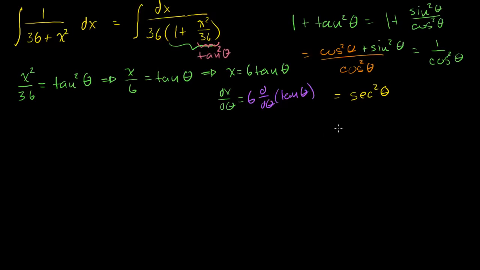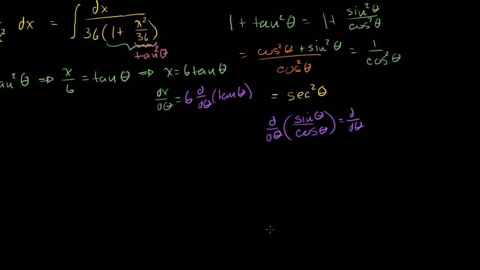The derivative of tangent of theta is the same thing as d d theta of sine of theta over cosine of theta. Let me scroll to the right a little bit. Because I never remember the quotient rule. I've told you in the past that it's somewhat lame.